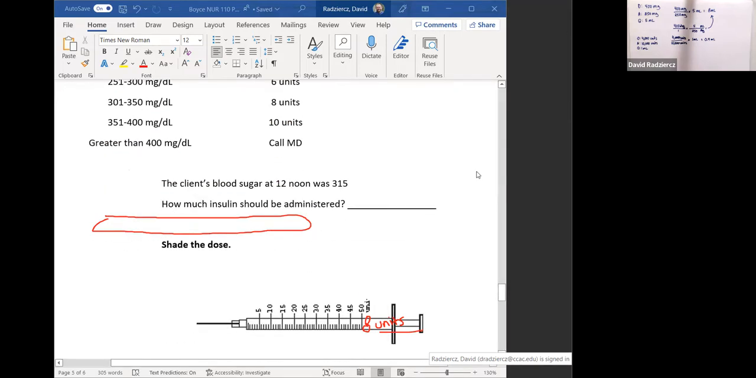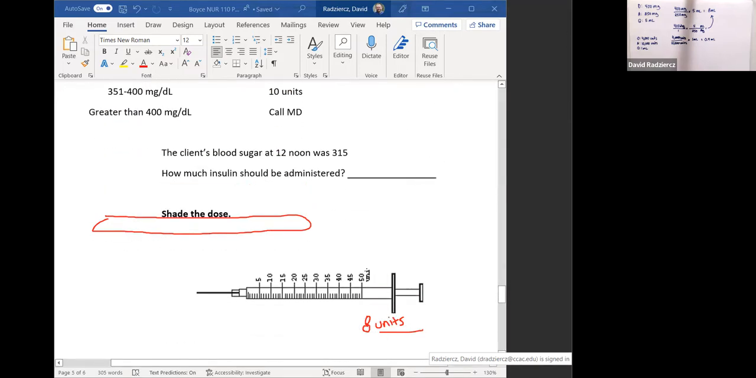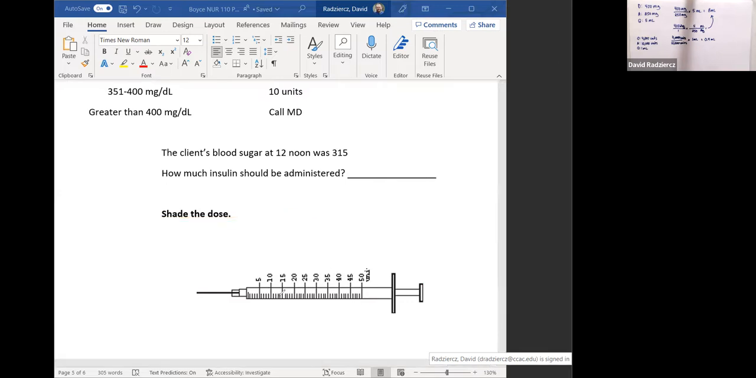Then it'll tell you to shade the dose. So what we're going to do is look at this and see, okay, I see 5, 10, 15, 20. So I should see little tick marks. So that should be 6, 7, 8, 9, 10. Good. We're all good with that. So I'm just going to go to, we said 8 units. So 5, 6, 7, 8. And I'm going to shade in the 8 units.